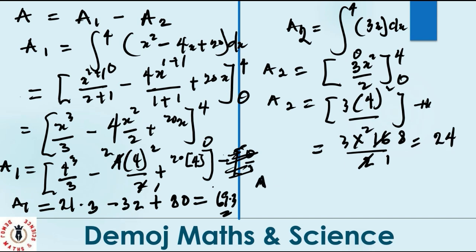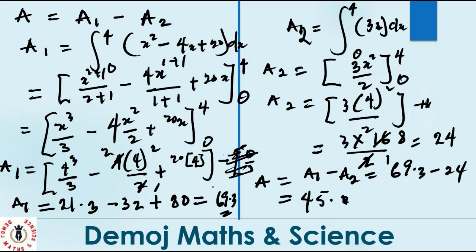So my final area, which is A1 minus A2, will come from 69.3 minus 24. That is 45.3 units squared. Remember, area is measured in units squared.